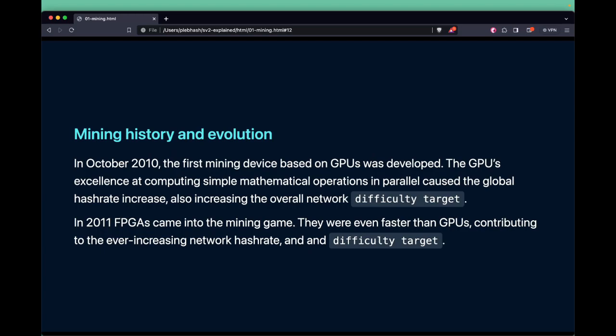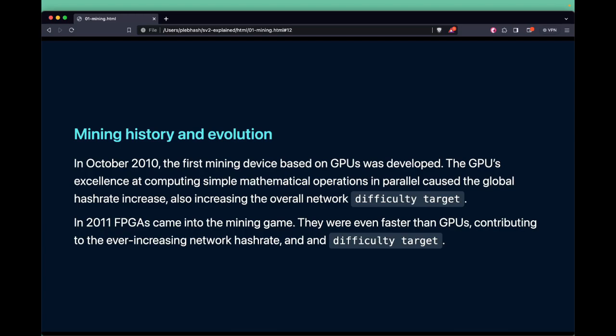And then in 2010, people figured out that, hey, you have GPUs, right, which are graphic processing units. They're used usually for rendering graphics for gaming. And the thing about GPUs is that they're excellent at computing simple mathematical operations in parallel. So that allows for some optimization in mining. And that caused the global hash rate to increase. And as a consequence, the overall network difficulty target also increased.